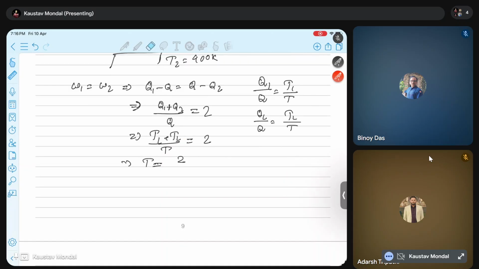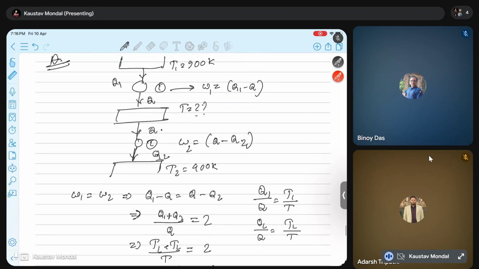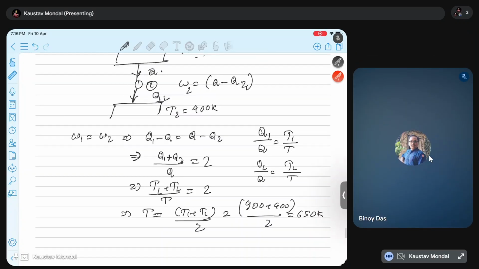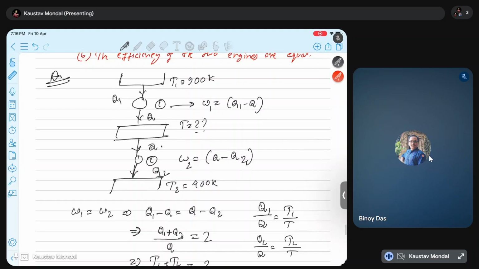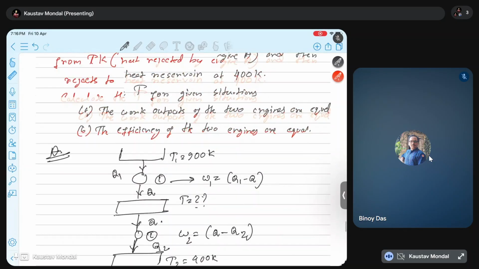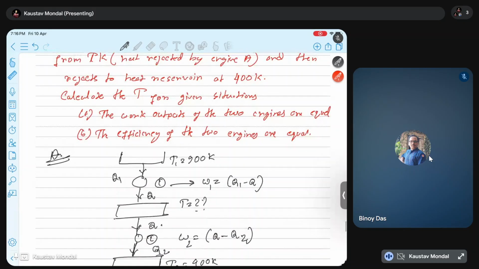So T would be T1 plus T2 by 2. We already know T1 is 900 and T2 is 400. So 900 plus 400 by 2 gives you 650 Kelvin. So the temperature of this intermediate reservoir is 650 Kelvin. So this is the answer for the first situation.